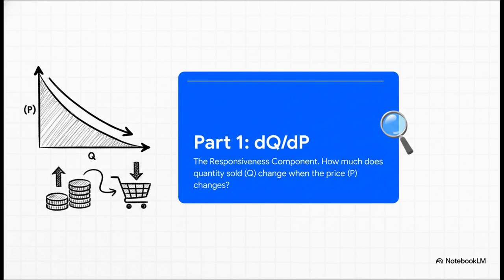Let's start with that first component, dq divided by dp. Now, for those of you who've taken calculus, you'll recognize this as a derivative. It's the instantaneous rate of change. But let's talk about what it really means in a business setting. Think of this as your raw sensitivity meter. It answers a very specific question. For every single $1 change in our price, how many more or how many fewer units do we sell? That's it. It's the raw responsiveness.